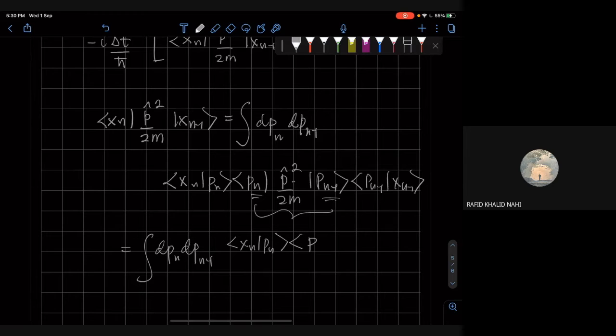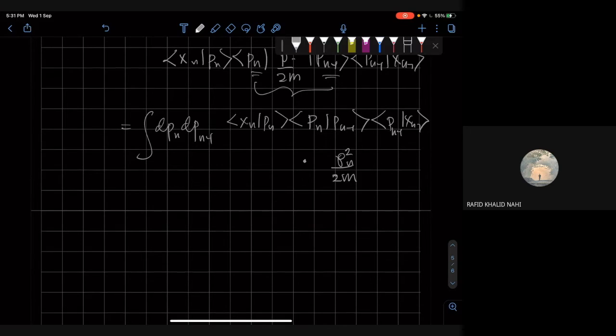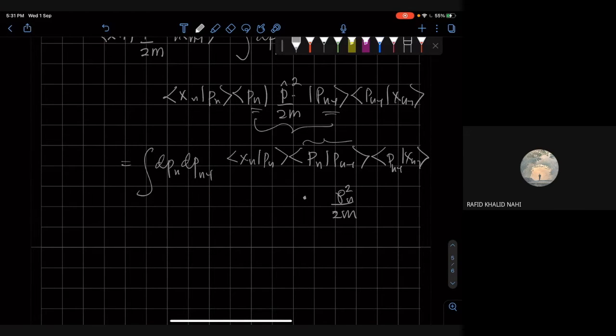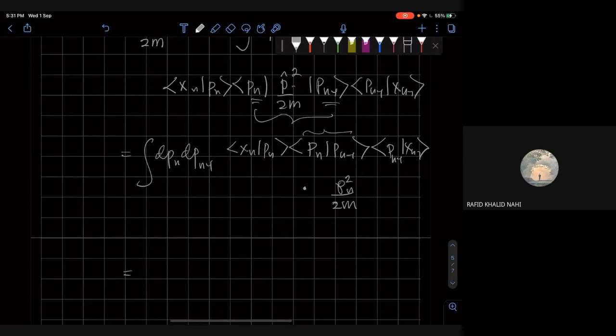And p n minus 1, and then p n minus 1, x of n minus 1, times the number p squared divided by 2m. We could have written p squared n minus 1 here. The result would be the same. Why? Because this is a delta function, so we can use that delta function to do one of these integrals, right?